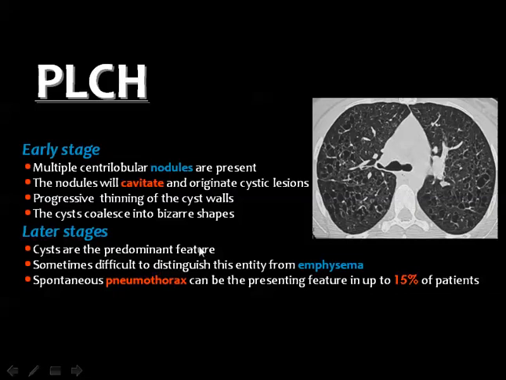Infiltration of the lung parenchyma by histiocytes will result in the formation of nodules. Then the nodules will coalesce to form bigger nodules, and the bigger nodules will cavitate, resulting in cystic spaces filled by air distributed throughout the lung. Any of these cystic changes may rupture and produce pneumothorax.